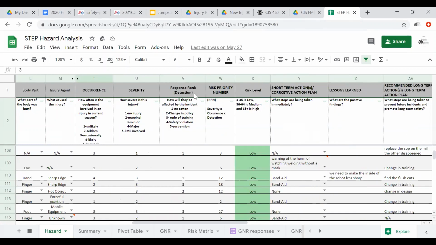Response rank: are we just going to say, hey, don't do this next time? Are we going to change our policy? Are we going to redo our training for the team or that person? Are we going to give them a safety violation, or are we going to suspend them from the team? We have had some where we tell them, okay, you're not going to be at the team for a while until you can manage yourself a little bit better.